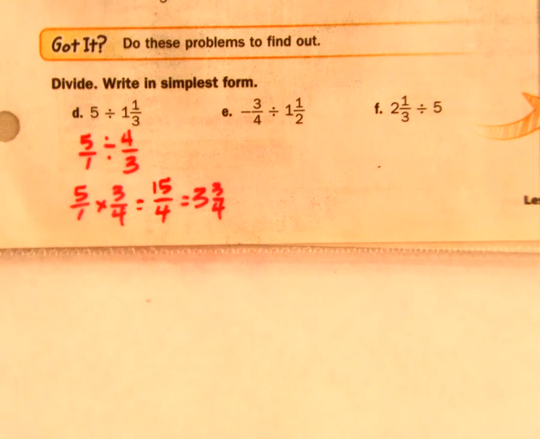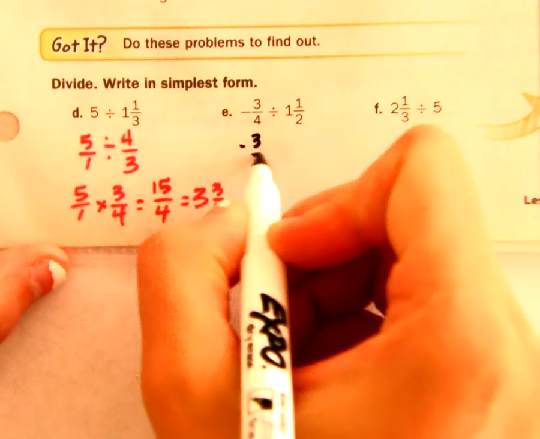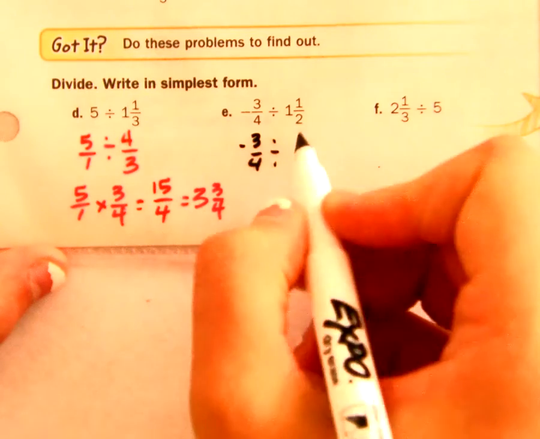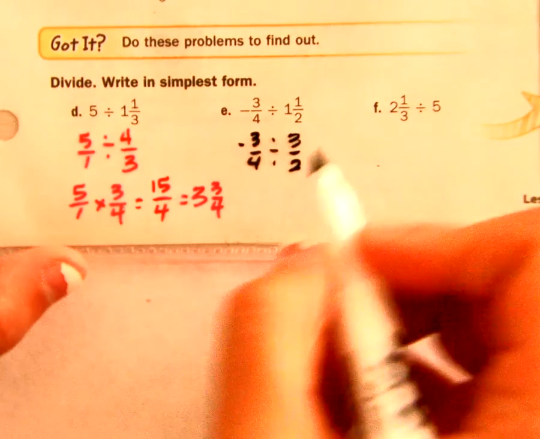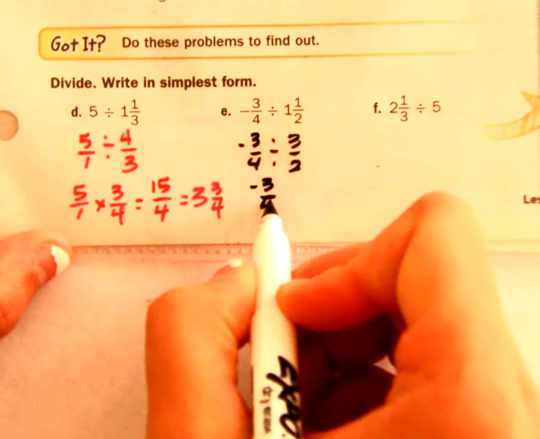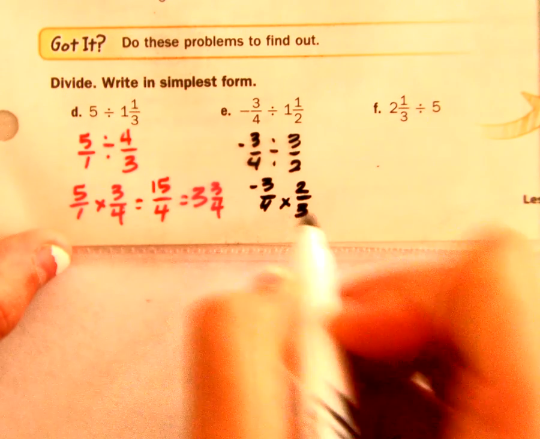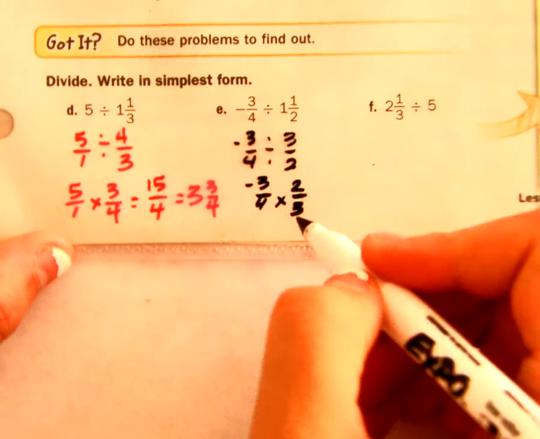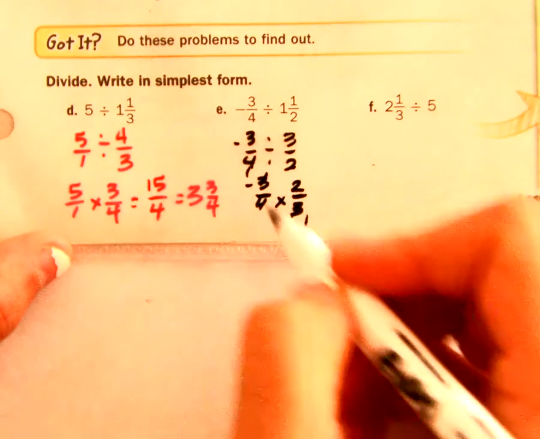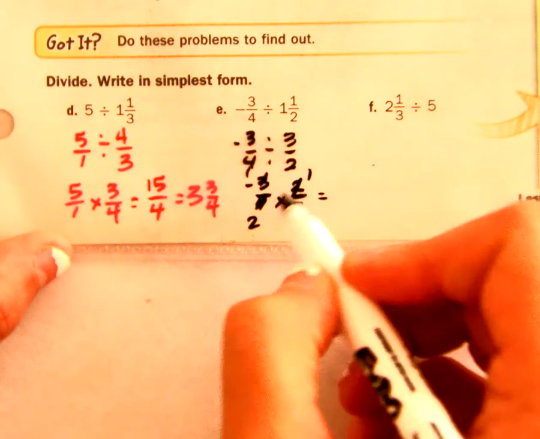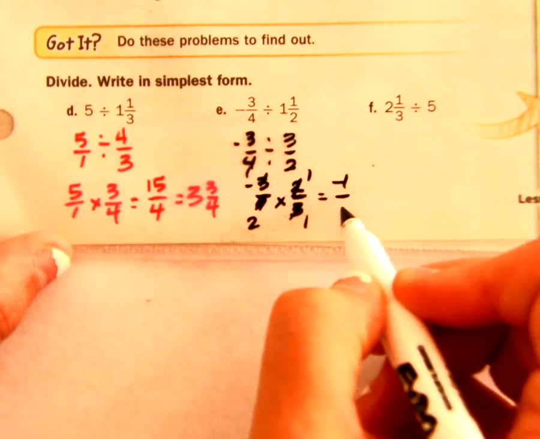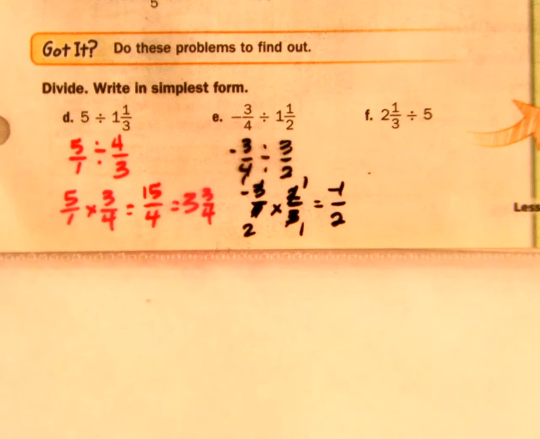Okay, example E, we have negative 3/4 divided by 1 1/2. Again, I need to make that mixed number an improper fraction. So I have negative 3/4 divided by 3/2. Now that I have improper fractions and fractions, I can go ahead and divide. So we have negative 3/4 times 2/3. Okay, I could cross reduce if I want. I know 3's go into each other one time. 2 goes into 4 2 times. 2 goes into 2 once. So I have negative 1 times positive 1, which is negative 1, and 2 times 1, which is 2. So we get negative 1/2.